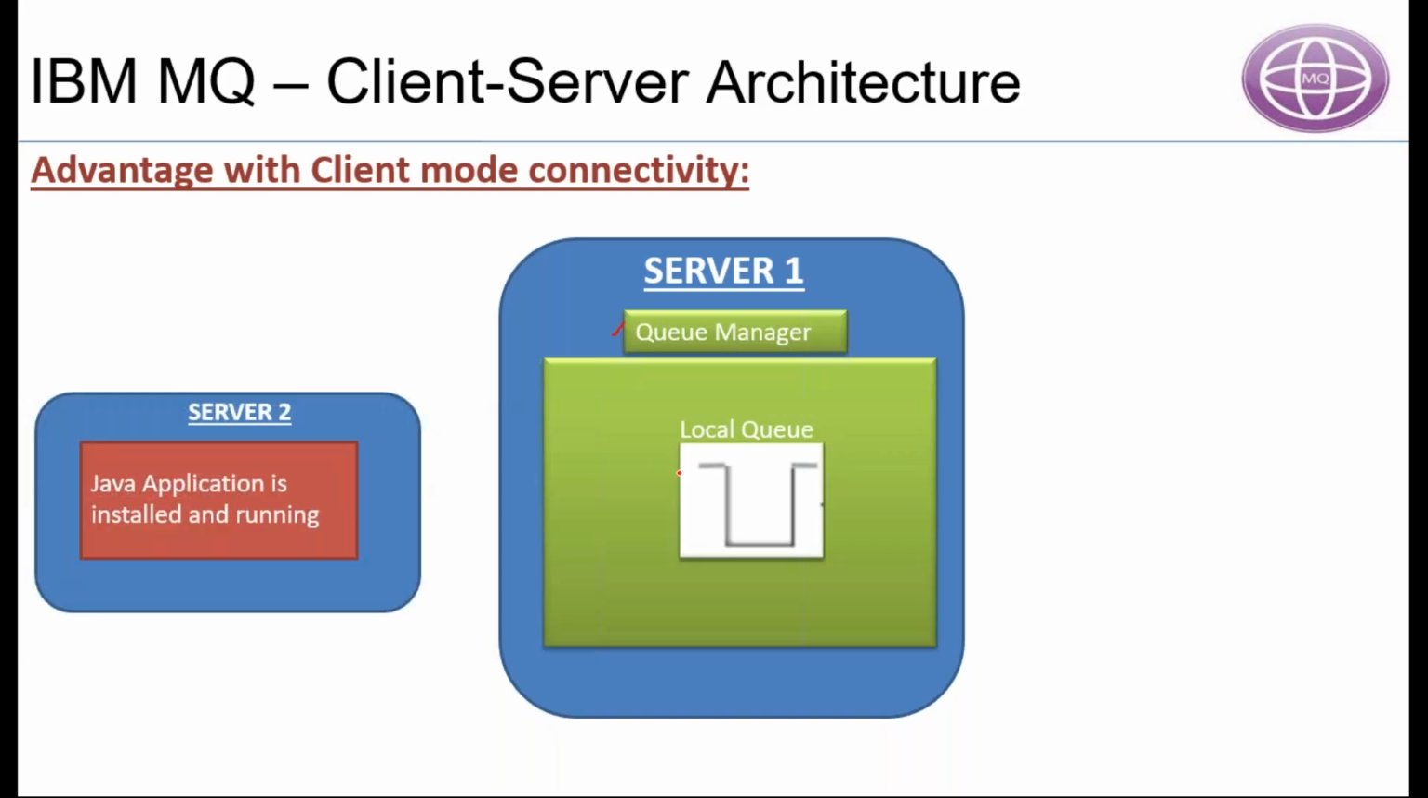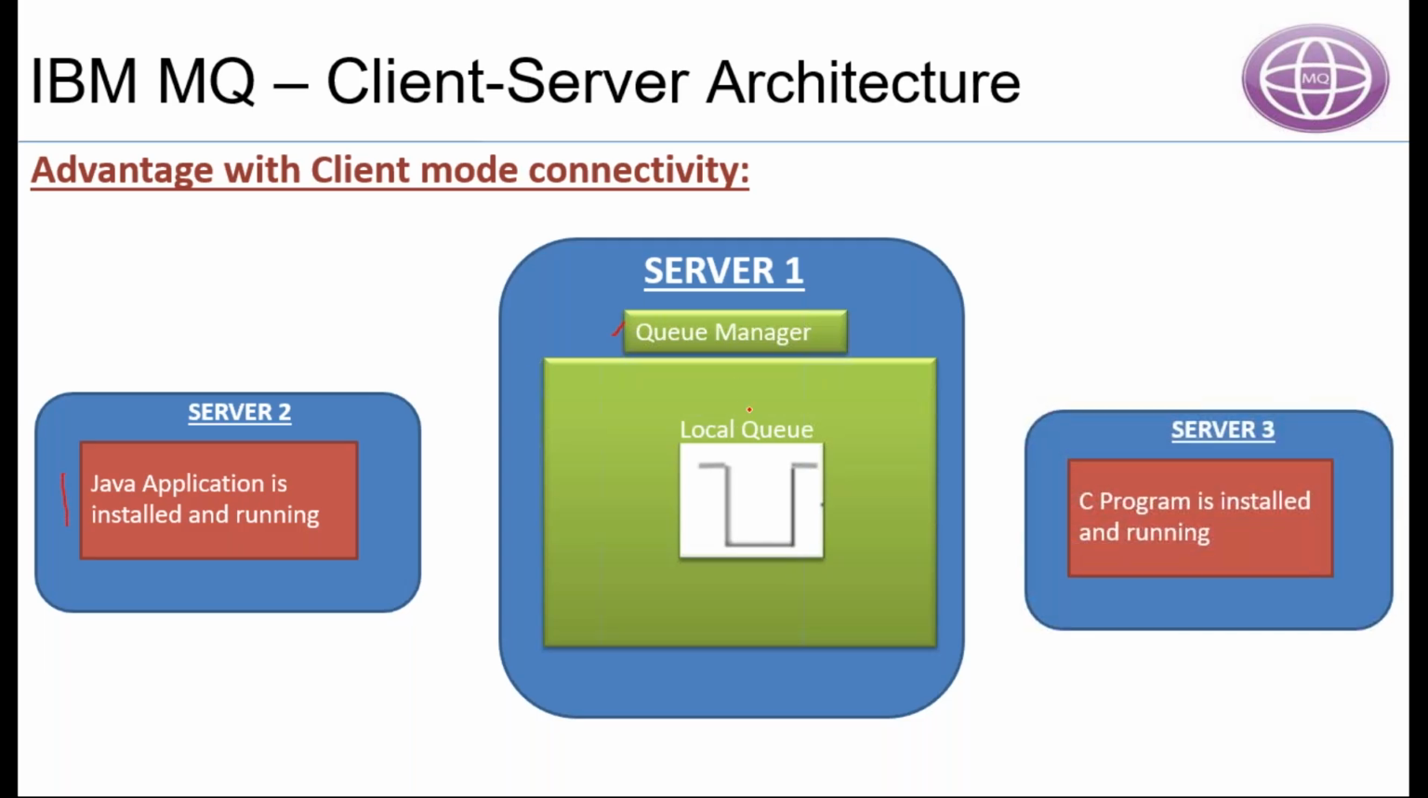Fine. Now in another server, server two, developers developed their Java application, and it is running fine. Now in another server, say server 3, a C program is installed and it is also up and running fine. Now Java application has to communicate to the C program. So the Java application running on server 2 will establish a connectivity to the queue manager running on server 1, and it will put a message in the local queue in client mode. So how to establish client mode? Yes, we are going to see that technically.